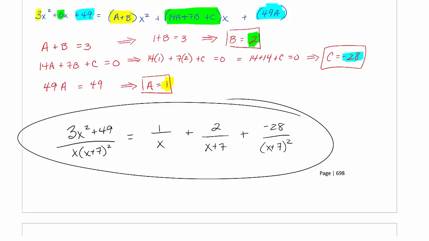In the next video, we'll talk about how to handle a partial fraction decomposition when we have a prime quadratic factor in the denominator.